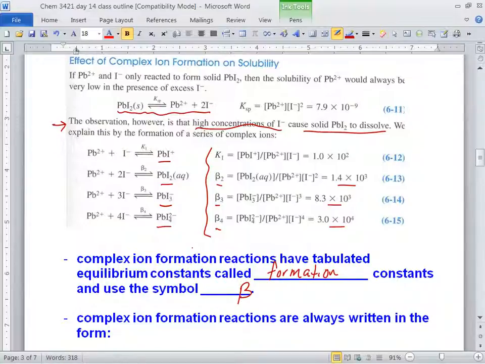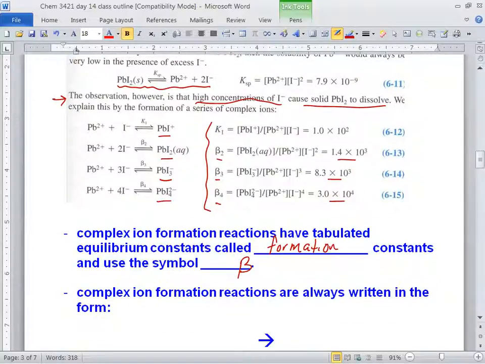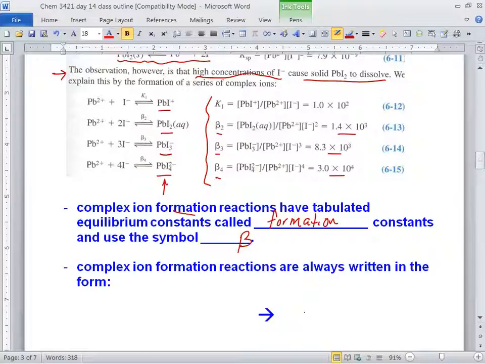Okay, complex ion formation reactions are always written in the form. Just like the Ksp, you have to know the form to write the reaction. Kimberly, for complex ion formation reactions, where do you put the complex ion? On the product. Yeah, the big hint is up here on top with all these betas. Look at them. The complex ion is always being formed. That makes sense. It's a formation reaction, right? So the complex ion goes over here, and its ions on this side. Okay.